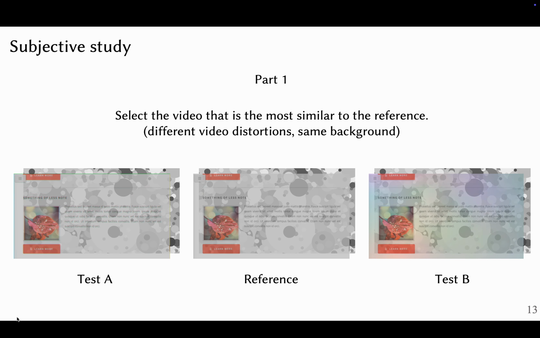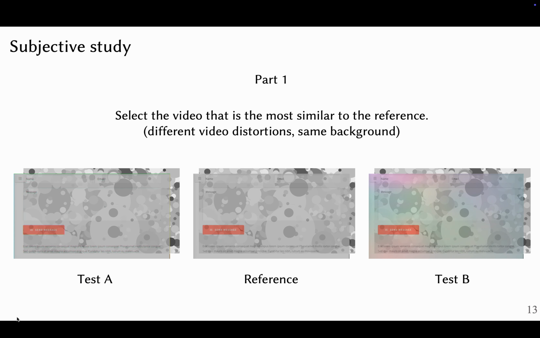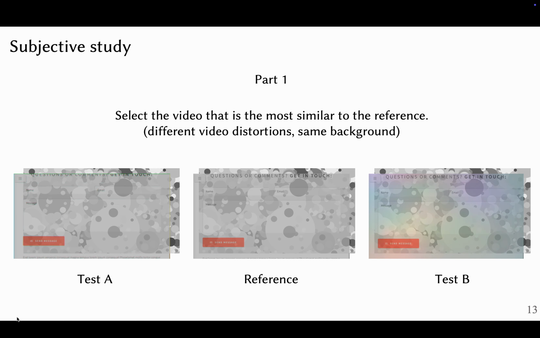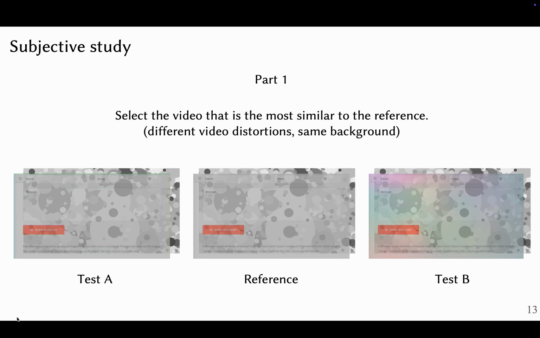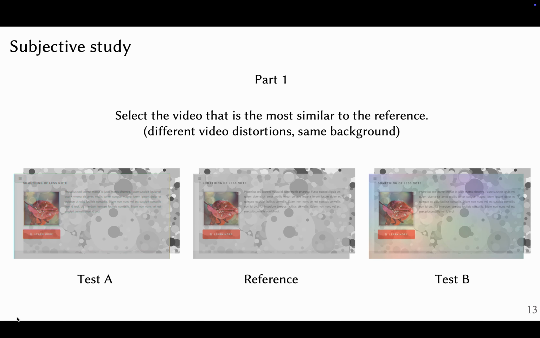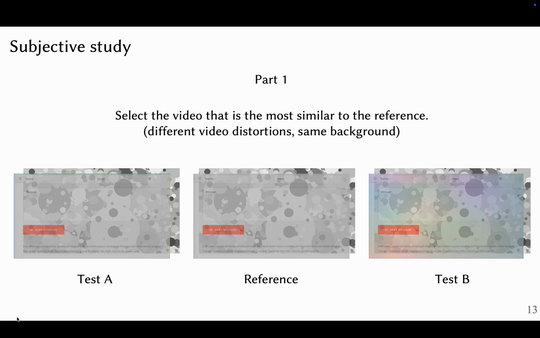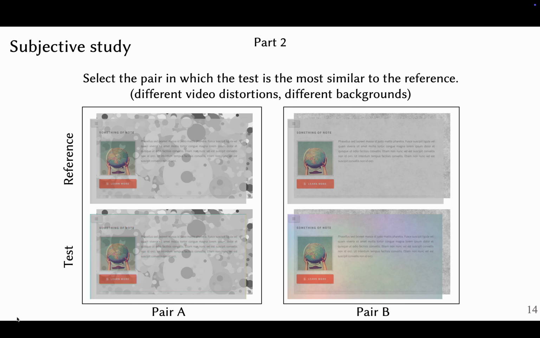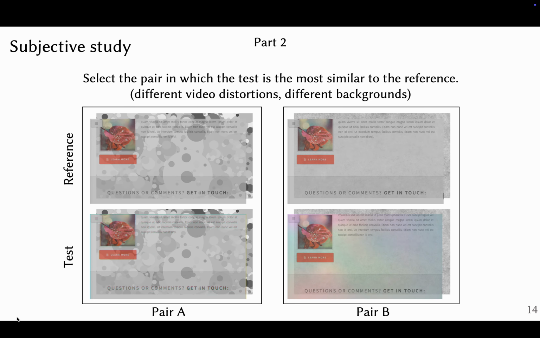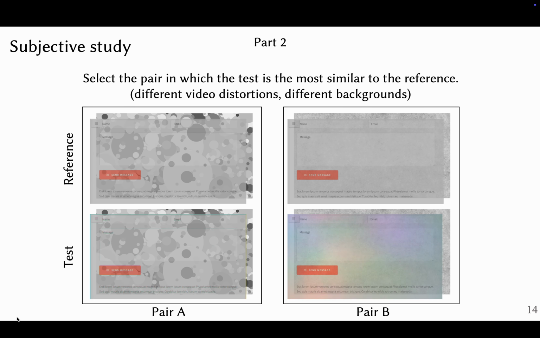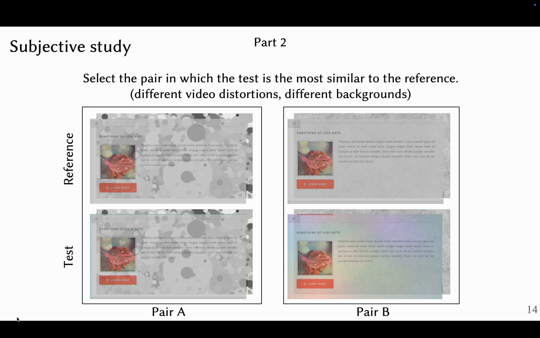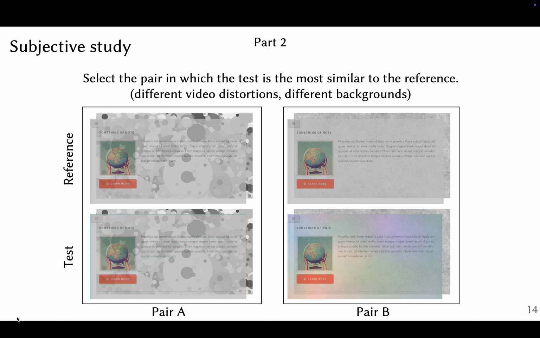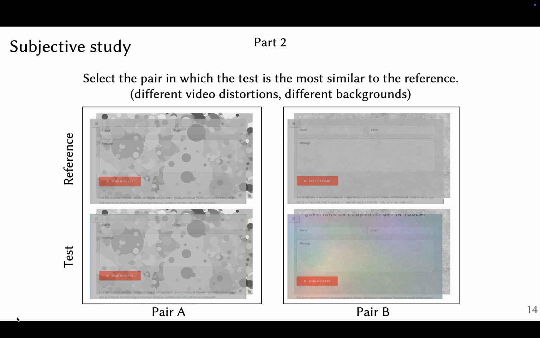The first part of the study looked like this. Participants compared a pristine reference overlaid over a background with 2 versions of the distorted content on the same background, and they had to select which version of the distorted tests was closer to the reference, or which one had fewer artifacts, in other words. In the second part of the experiment, we wanted to have comparisons across backgrounds as well. So in this case, we compared test and reference pairs, where each pair had the same background, but they were different between the pairs.